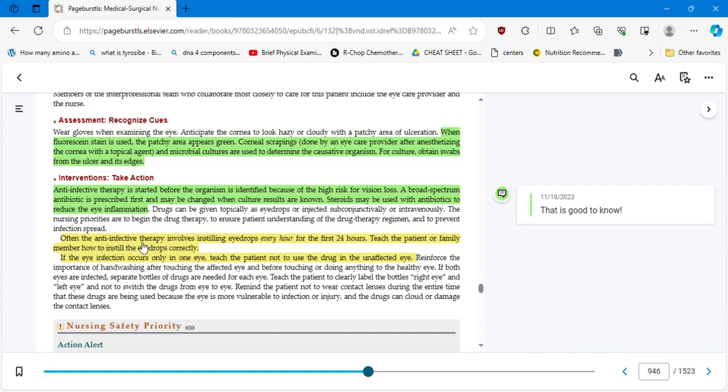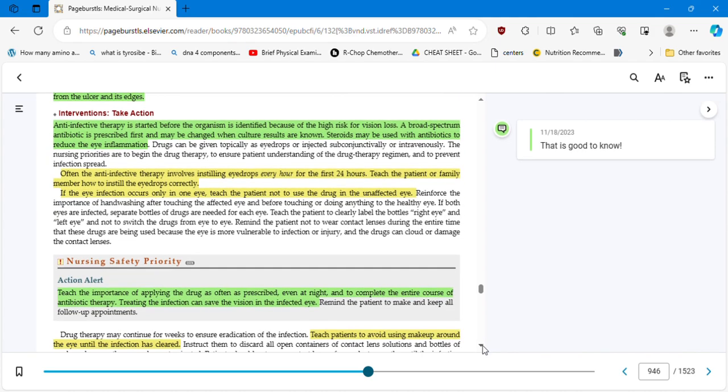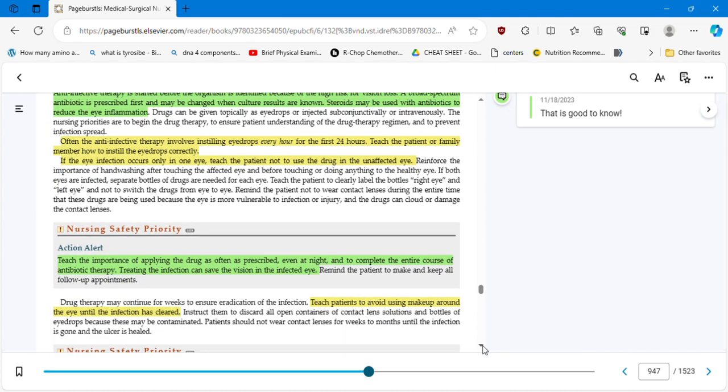Often the anti-infective therapy involves instilling eye drops every hour for the first 24 hours. It's every hour, okay? 24 times. Teach the patient or family member how to instill the eye drops correctly. If the eye infection occurs only in one eye, teach the patient not to use the drug in the unaffected eye. Okay? As I mentioned in part 1, I think, or part 2.